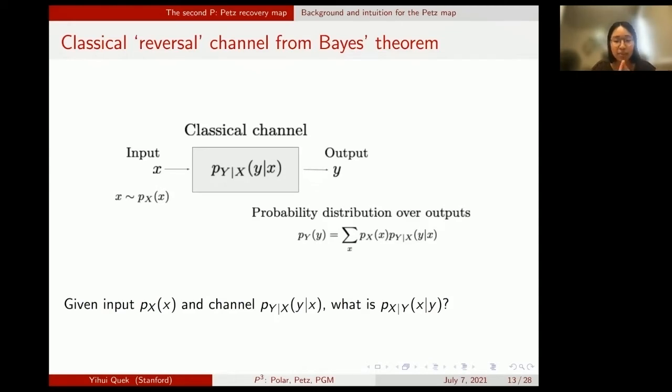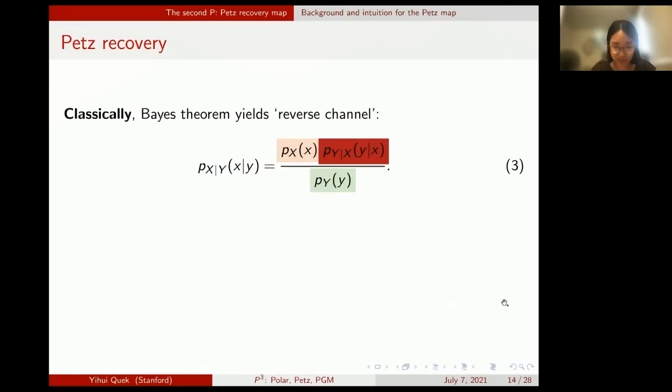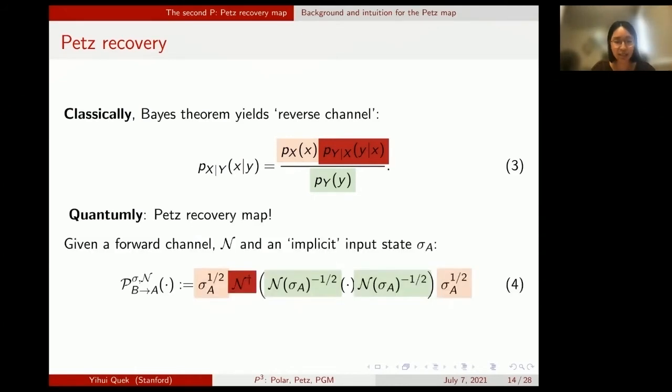And that is P of Y. But you could also ask the question, given these two arguments, what about the reverse channel? What is P of X given Y? And the answer to this is classically just Bayes' theorem. So P of X given Y is simply a function of P of X and P of Y given X. And then there's also P of Y, but that's a function of the earlier two things. So the quantum analog to this is the Petz recovery map.